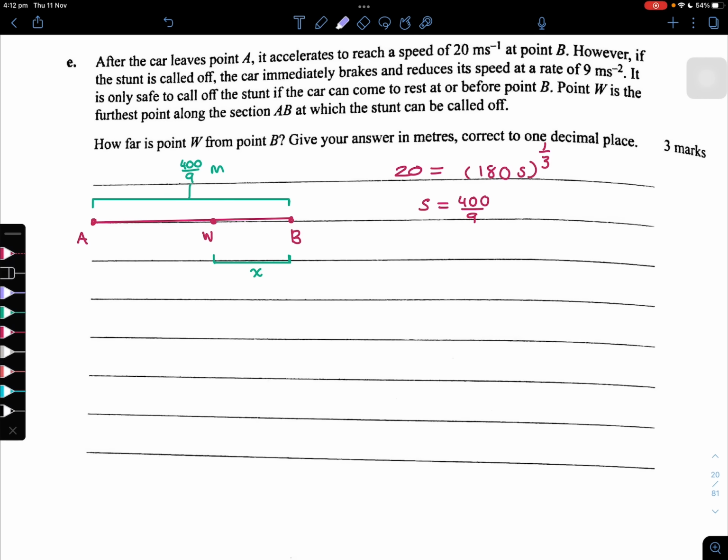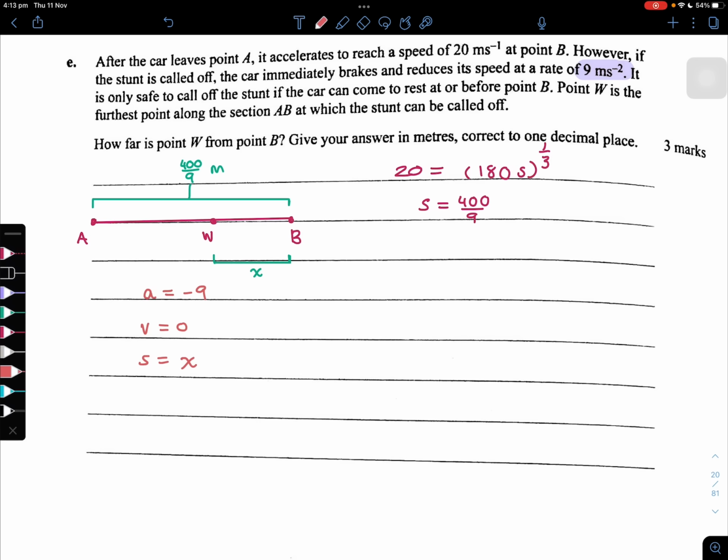Okay. Now let's write down the information that we know. We know that at point W, it reduces its speed at a rate of 9 meters per second squared, right? So that means our acceleration is equal to -9. Our final velocity, at point B, it needs to actually stop before it gets there, or at there, is 0, right? The distance he travels is going to be x. So the displacement is x.